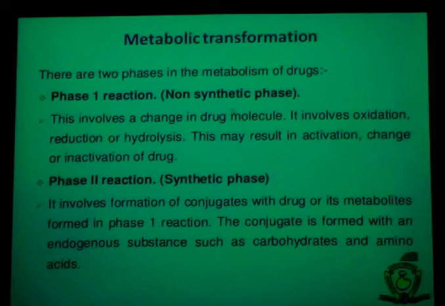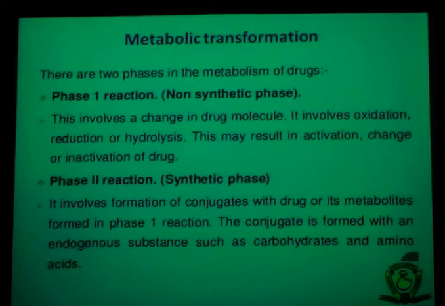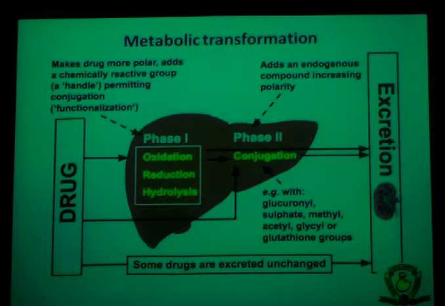So the phase 1 reaction is called non-synthetic phase, and phase 2 is called synthetic because it is conjugated to certain intermediate molecules, right? Here is the example. In phase 1, the drug is made more polar by these different chemical reactions. This is called functionalization: oxidation, reduction, hydrolysis and so on. Whereas in phase 2, compounds like glucuronyl, sulfate, methyl, acetyl, glycyl, glutathione groups, they are all added to this drug. This is synthetic now.